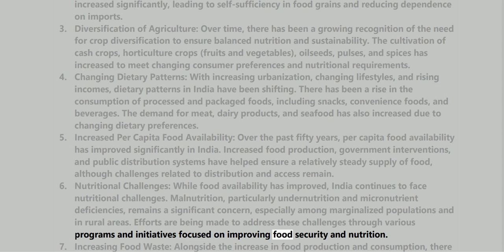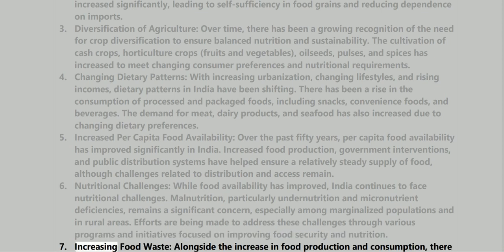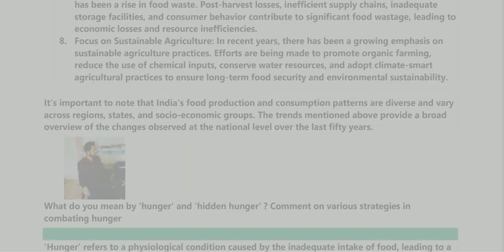7. Increasing food waste. Alongside the increase in food production and consumption, there has been a rise in food waste. Post-harvest losses, inefficient supply chains, inadequate storage facilities, and consumer behavior contribute to significant food wastage, leading to economic losses and resource inefficiencies. 8. Focus on sustainable agriculture. In recent years, there has been a growing emphasis on sustainable agriculture practices. Efforts are being made to promote organic farming, reduce the use of chemical inputs, conserve water resources, and adopt climate-smart agricultural practices to ensure long-term food security and environmental sustainability.